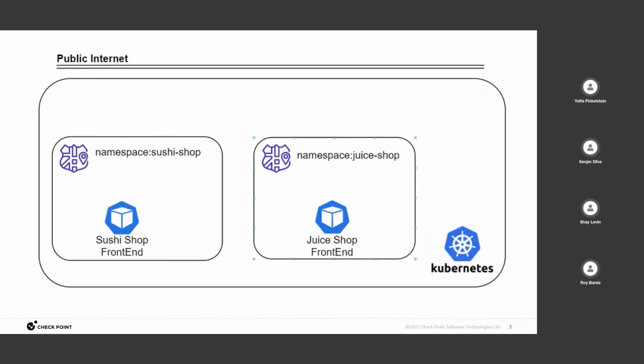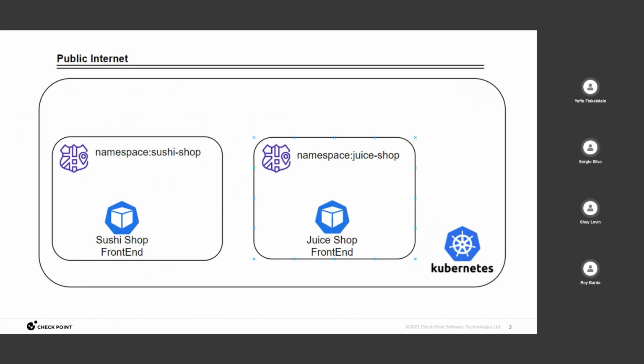Now, on that Kubernetes cluster, we are going to run two applications. There can be many microservices pods that serve each application, but we want to focus today on the pods that we want to expose to the internet, the front-end pods.